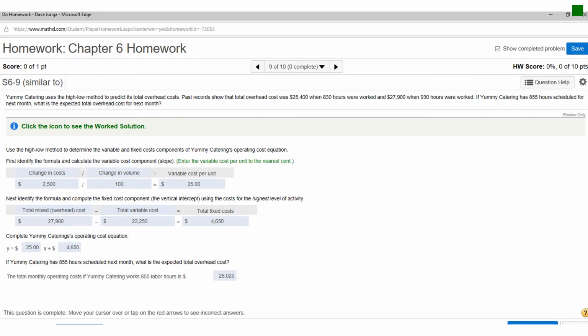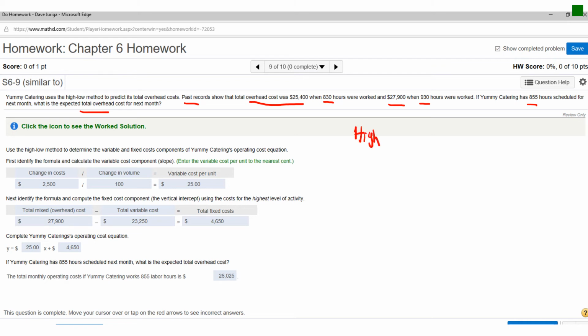All right, another high-low method example. And so it says in past records, they showed that the total overhead cost, that's your total cost, was 25,400 when 830 hours were worked, and 27,900 when 930 hours were worked. It says if Yummy Catering has 855 hours scheduled for next month, what would be their expected overhead cost? So we're going to have to assume in this problem, if it's high-low method, that these are the high and low points.